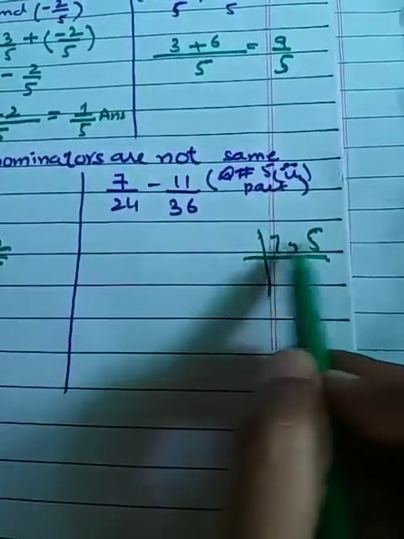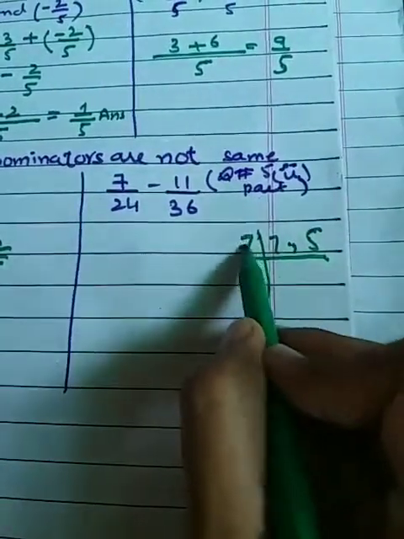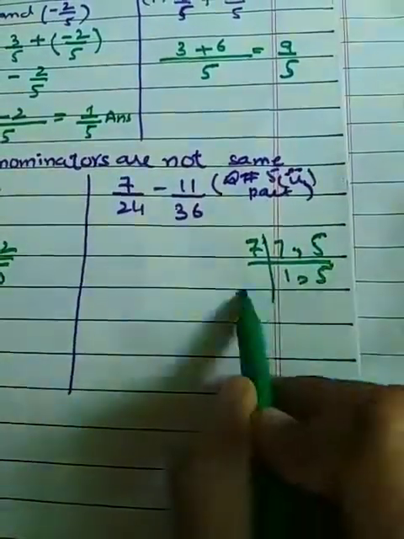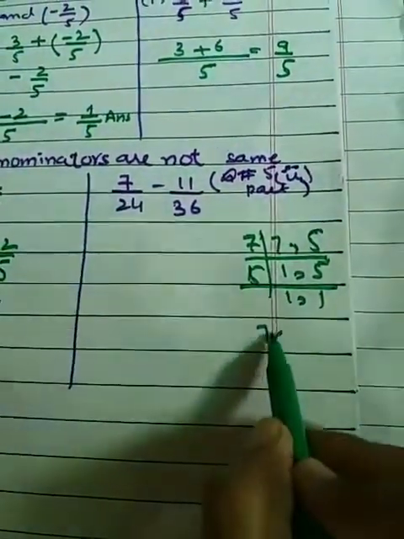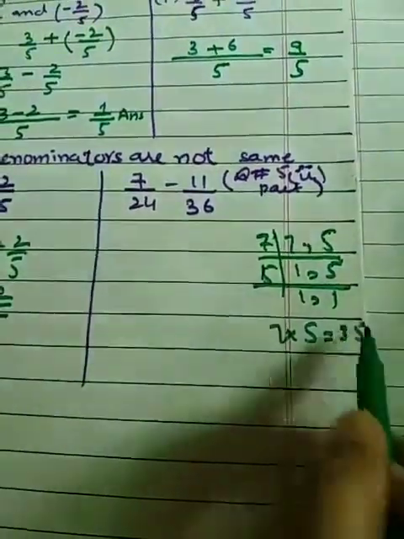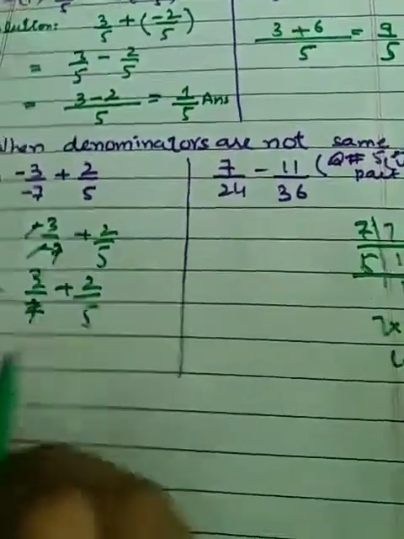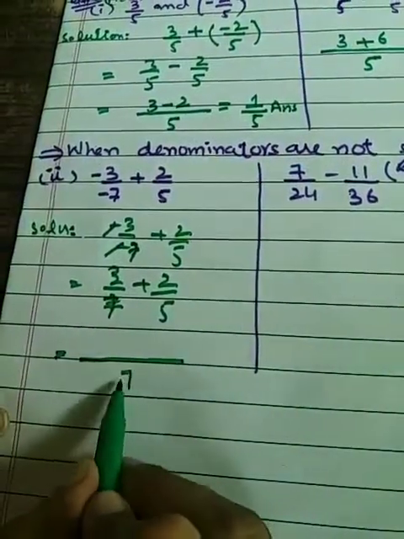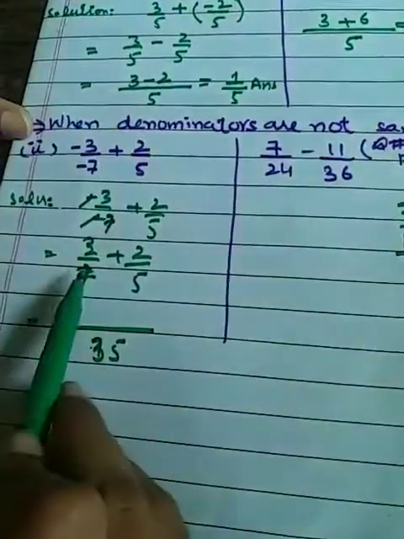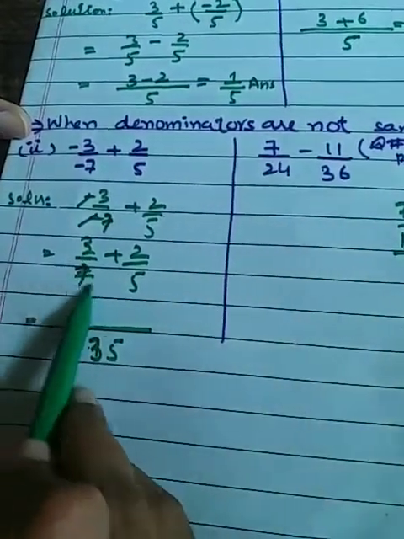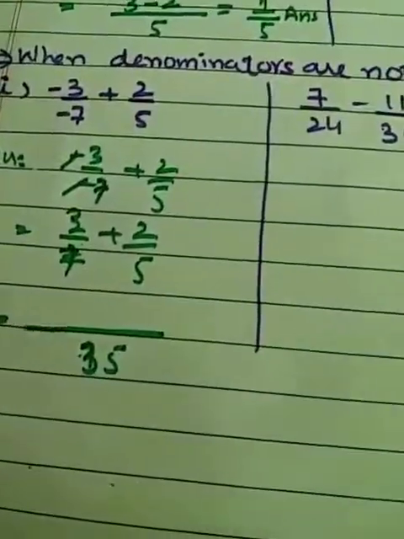Just divide both numbers if they have a common divisor. If not, then you can do it separately. 7 1s are 7, and 5 as it is. 5 1s are 5. Okay, 7 multiplied by 5, and 35 is here. This is our LCM, 35. Mark a straight line, write the LCM here, that is 35. What's the next procedure?